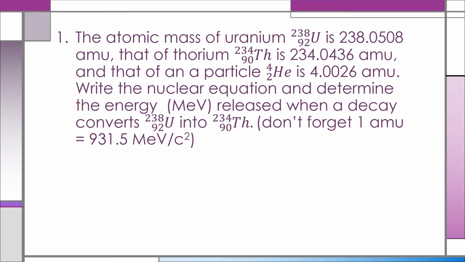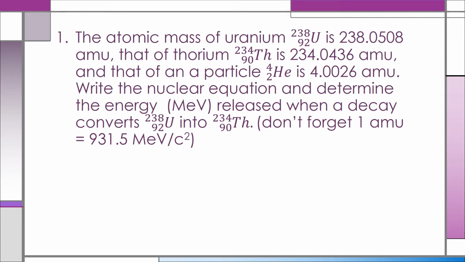Let's take a look at this sample problem. We have uranium-238 and its mass that is going to decay and become thorium and an alpha particle. So write down the nuclear equation. So step 1, write down the nuclear equation, and then determine the energy that's released. So the nuclear equation is just written out with the elements.